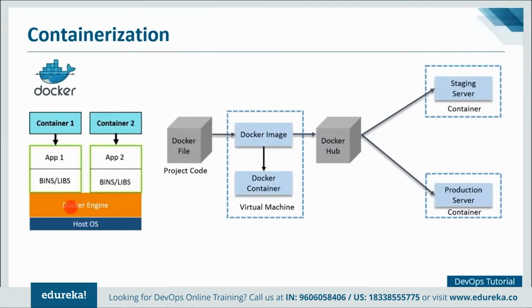And we are running two containers. Container one will have application one and its binaries and libraries. Container two will have application two and its binaries and libraries. So all I need in order to run my application is this particular container or this particular container, because all the dependencies are already present in that particular container.